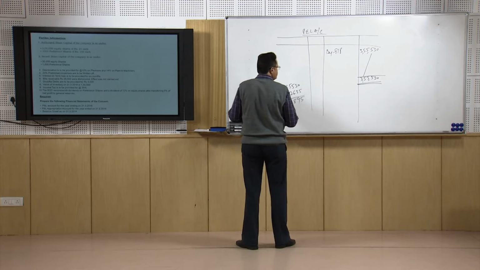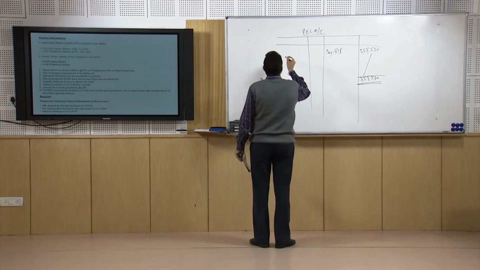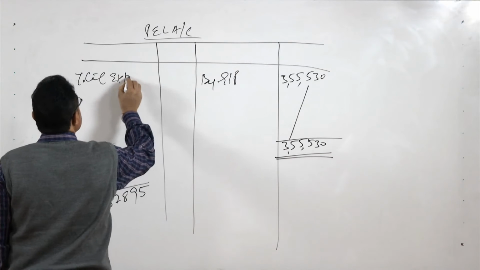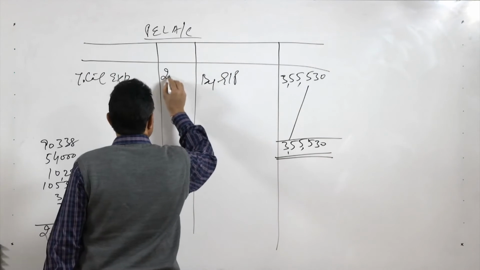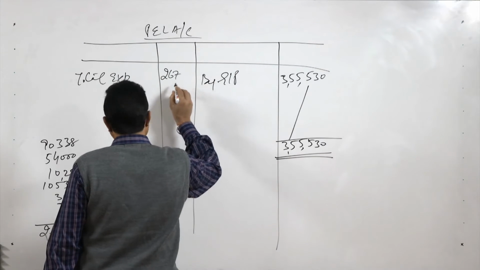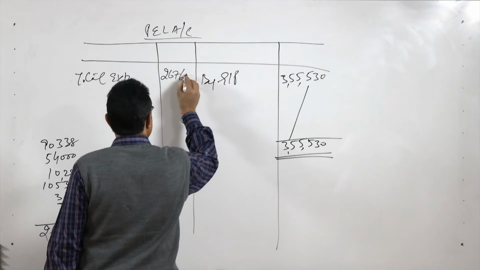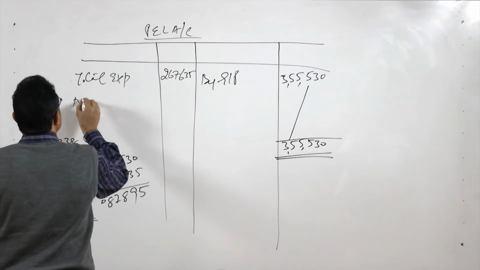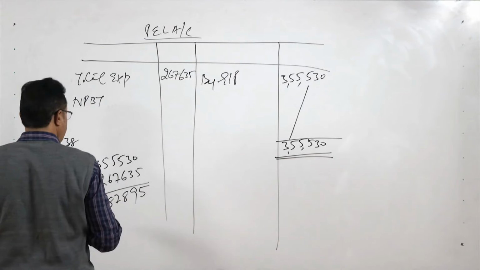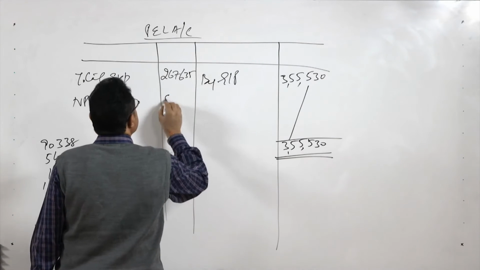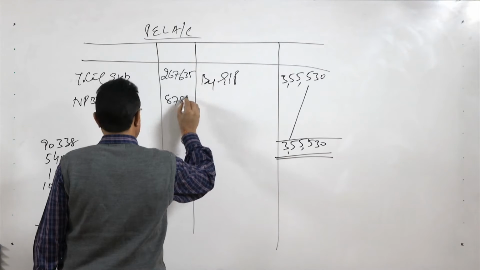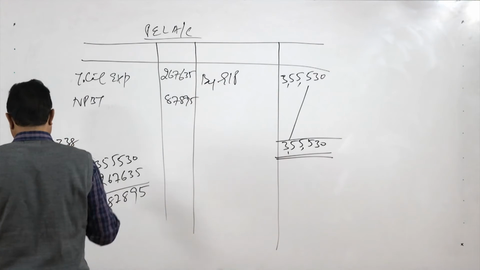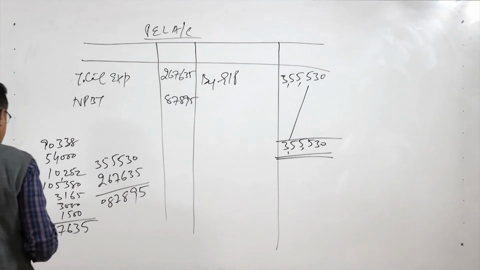So our total of the expense side is the gross profit and the total expenses, but we have written in the previous lecture, the total expenses is 2,67,635, and now the net profit before tax is 87,895, right.